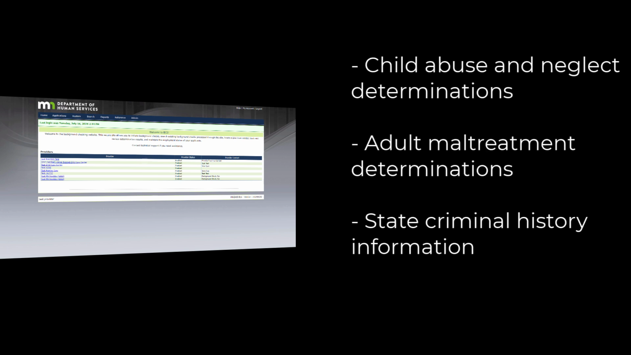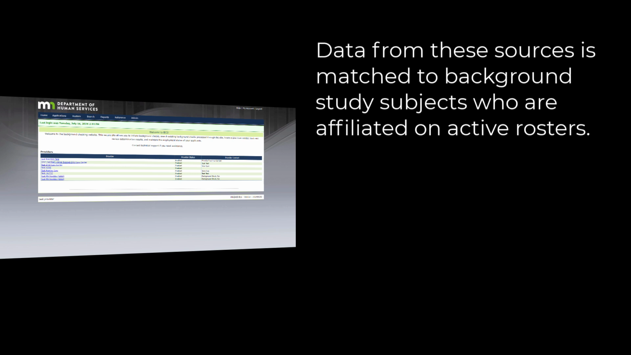Child abuse and neglect determinations, adult maltreatment determinations, and state criminal history information is continuously monitored in NETStudy 2.0. Data from these sources is matched to background study subjects who are affiliated on active rosters.